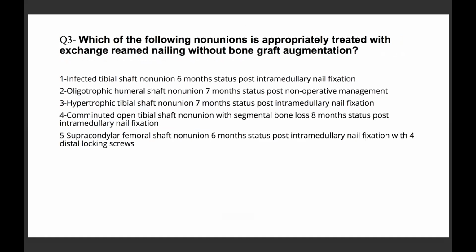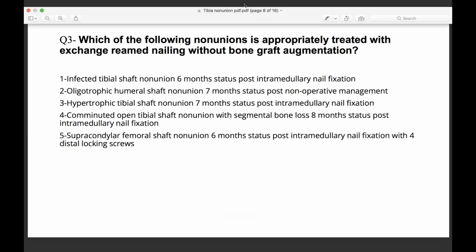The next question: which of the following non-unions are appropriately treated with exchange reamed nailing without bone grafting augmentation? Infected tibial shaft non-union, 6 months, post IM nail fixation. Oligotrophic humeral shaft non-union, 7 months, post non-operative management. Hypertrophic tibial shaft non-union, 7 months, post IM nail fixation. Comminuted open tibial shaft non-union with segmental bone loss, 8 months, post IM nail fixation. Supracondylar femoral non-union, 6 months, post IM nail fixation with 4 distal locking screws.